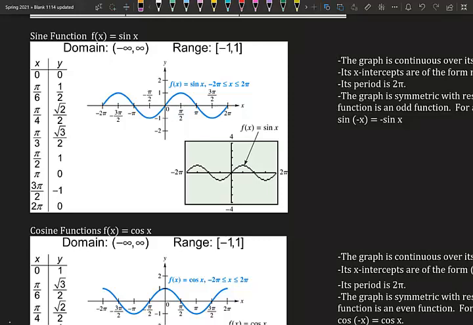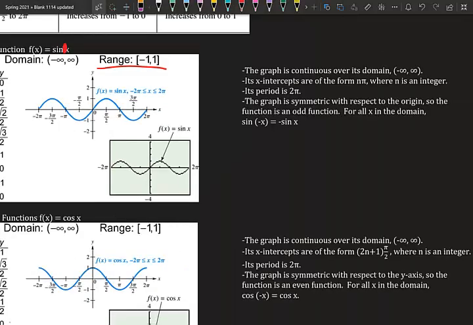With that, the domain is all real numbers. For sine and cosine, your domain can be any x value. Your range is negative 1 to 1. When there's nothing in front of the sine, your range is negative 1 to 1. These are our values of x and y, and this is what a sine function looks like. The graph is continuous over its domain. The x-intercepts are of the form n pi, where n is an integer. Its period is 2 pi.